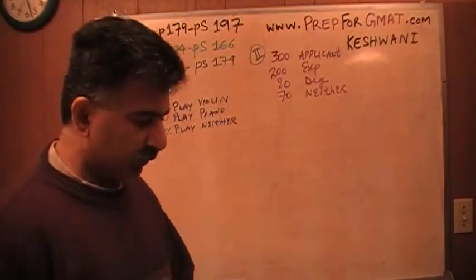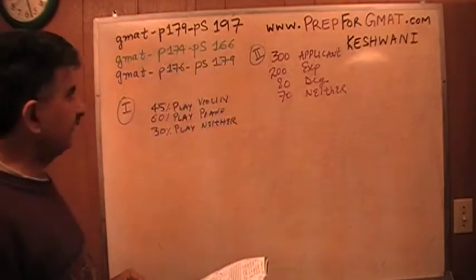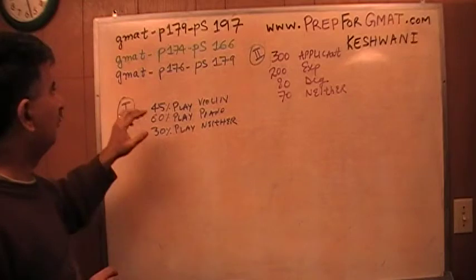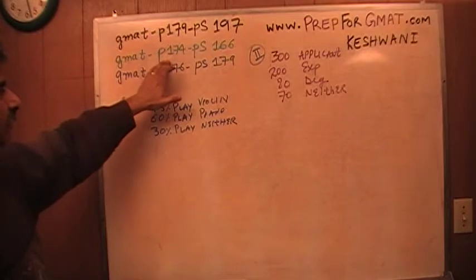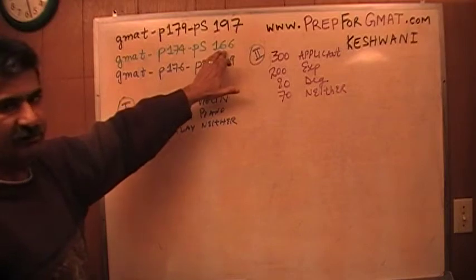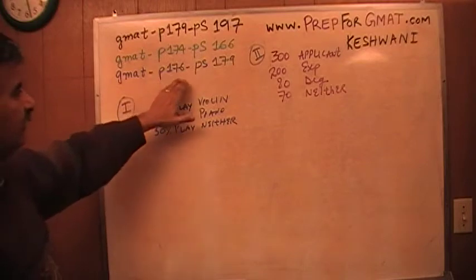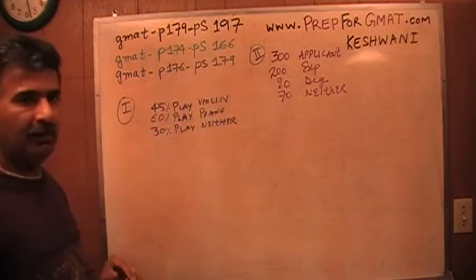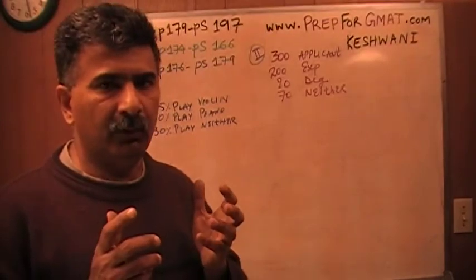The problem that I'm about to solve is the one you will find on page 179, problem solving number 197. Right after you finish watching this clip, I would like you to go back and watch these two clips. That's why I have their tags here. Just type in GMAT-P for page number, page 174, problem solving, dash, PS 166. Watch that one, and also GMAT-P 176, page number 176, dash, problem solving 179. Watch all three of them back to back, and you will get more out of it. You will get the idea of what a Venn diagram is about.